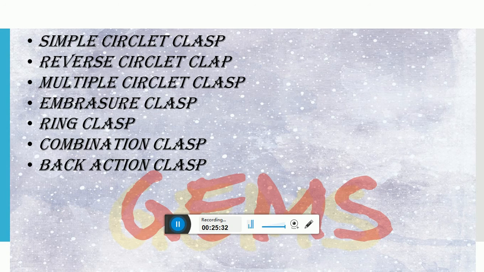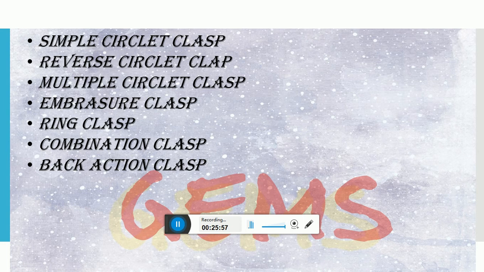Next is back action clasp. It is nothing but the modification of the ring clasp. And yes, there are so many clasps, but for now just know simple circlet clasp, reverse circlet clasp, multiple circlet clasp, embrasure clasp. These are important. Which clasp you can use in the distal extension and which you cannot use.